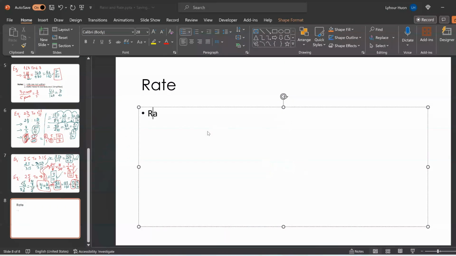So now coming back to the rates. Have you ever heard about the rates? Forgot about it. Okay, rate. What's the definition of ratio from yesterday?